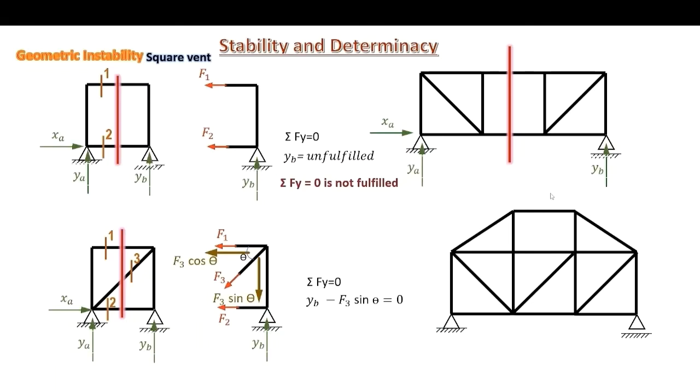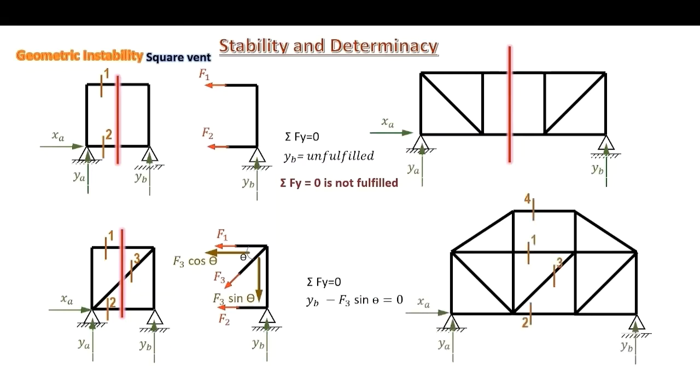Another example for the geometrically stable truss is this truss. Either we add a diagonal member here, or we can add a diagonal member in the upper square vent here. So having a three-chorded truss, we can have this three-chorded truss.